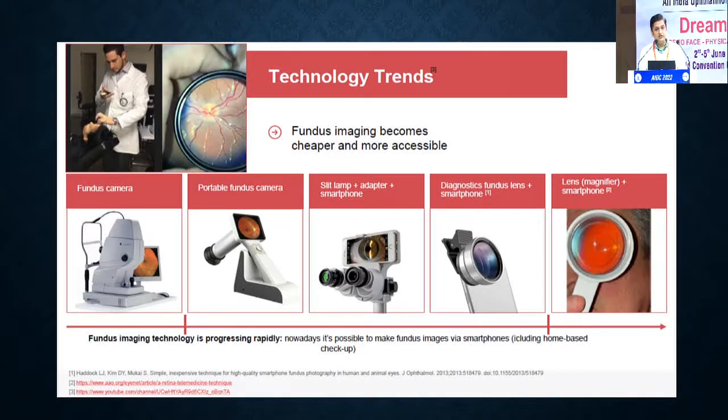Now, this demanded a lot, and the whole corporate world jumped into development of different tools for screening of diabetic retinopathy. We had fundus cameras, handheld fundus cameras, mobile phones coming in, lens modifications and whatnot.